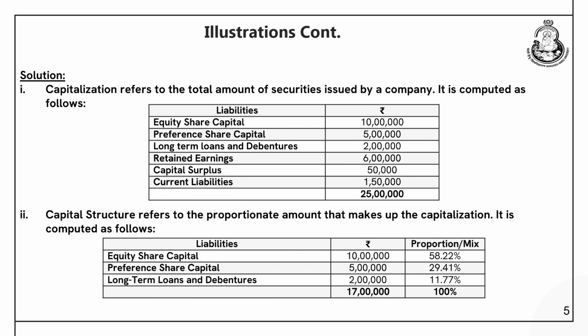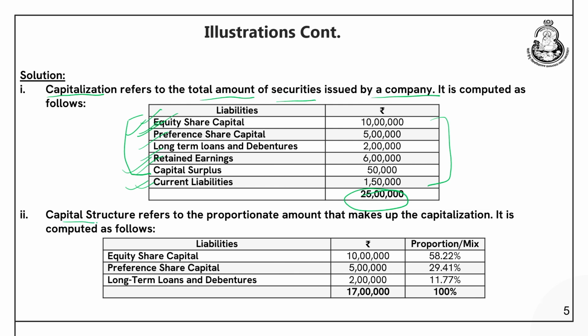Now, first let us understand what is capitalization. It refers to the total amount of securities issued by a company. We are not making a distinction between the long term or the short term securities. If you see these 1, 2, 3, 4, 5, the upper 5, that is equity share capital, preference share capital, long term loans and debentures, retained earnings, capital surplus, these 5 are long term sources, whereas the last one, the current liability, is a short term source. But we are taking all these into consideration when we talk about the concept of capitalization. So, the capitalization of the company is 25 lakhs, not any distinction between the long term and the short term.